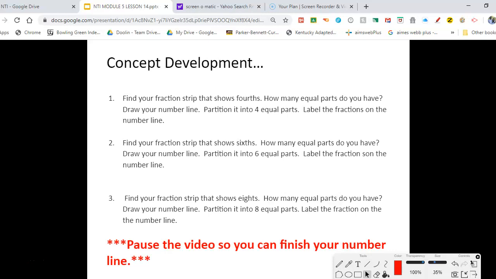Now let's continue. Now also I want you to find your fraction strip that shows fourths. How many equal parts do you have? 4, yes. Draw your number line and partition it into 4 equal parts and label the fractions on the number line. I want you to continue with sixths and eighths. Now, very important that you pause your video right now so that you can finish your number line.